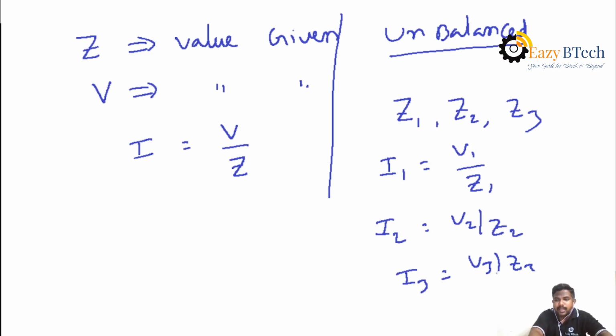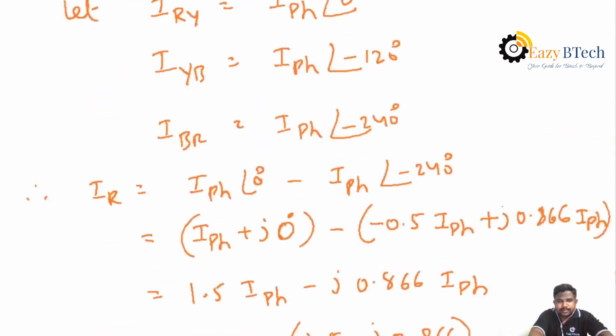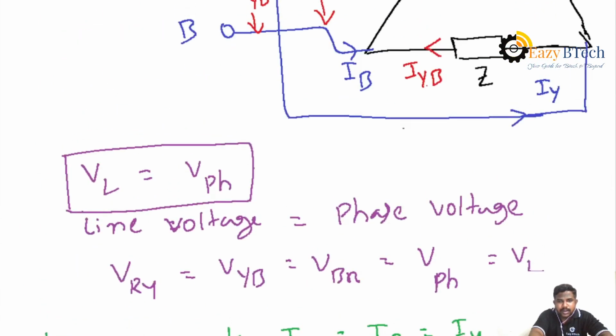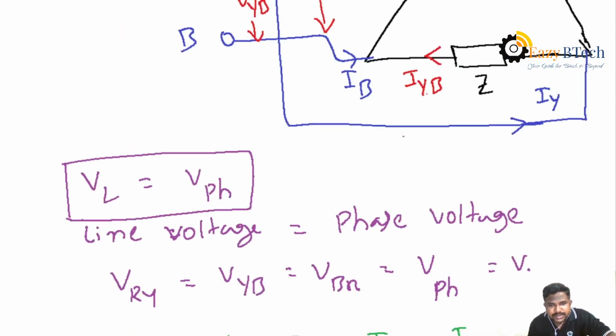Okay, remember, in case of delta, line voltage is equal to the phase voltage. Similarly, line current is equal to root 3 times the phase current. But in case of star, it is reverse. That is, line current equal to phase current, and line voltage equal to root 3 times the phase voltage in case of star. Okay, both are reverse. Okay? These two formulas are the most important in GATE examination problems also.